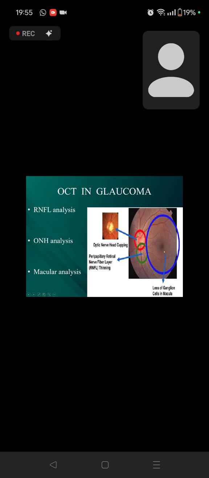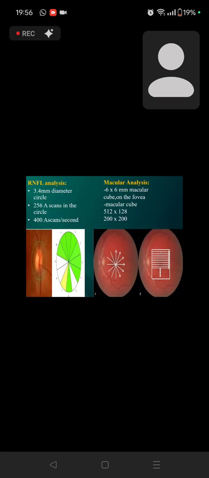Why macular analysis? Here we have ganglion cells, and the ganglion cell layer is very thick at the macula, so we do a macular analysis. For RNFL analysis, the machine uses a 3.4 millimeter diameter circle around the optic disc, and in this circle it takes 256 A scans. Four hundred A scans per second are taken.